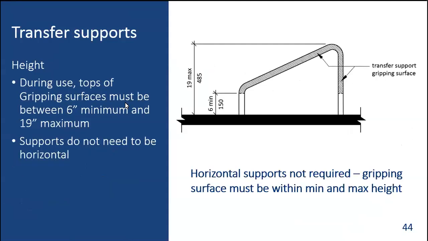When the transfer supports are in use, the tops of the gripping surface must be between 6 inches minimum and 19 inches maximum. Additional technical requirements for the gripping surface will be discussed later. The transfer supports do not need to be horizontal. This diagram shows a transfer support that is on an incline. Portions of the support are at 6 inches, other portions are closer to 19 inches, and some sections are curved, inclined, or vertical.